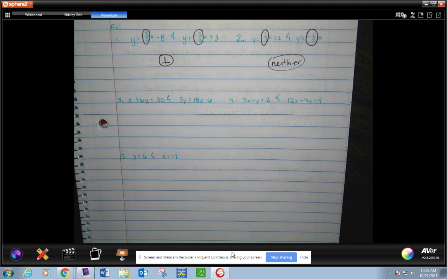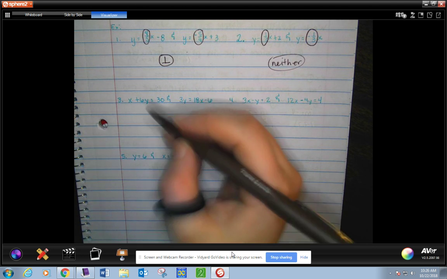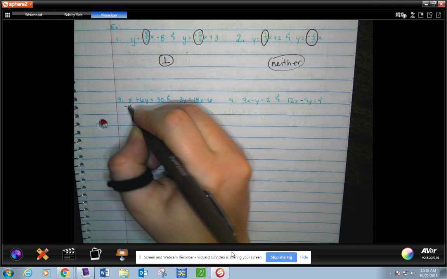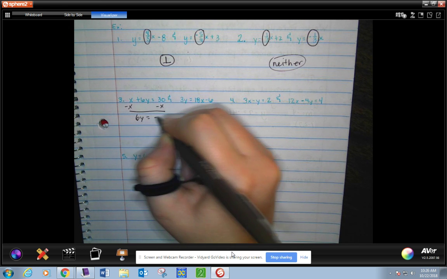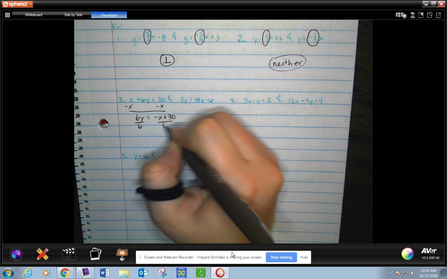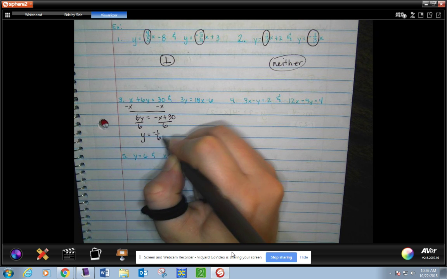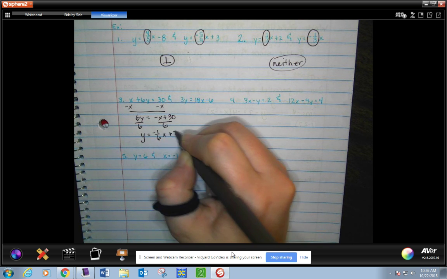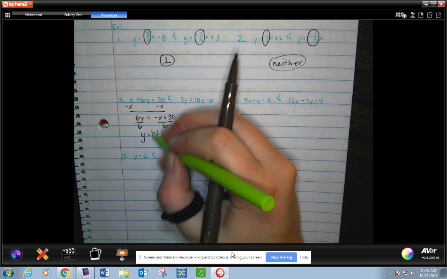Okay, when you move on to example 3 and 4, they are no longer in y equals. So the first thing you must do is get it to y equals. So we're going to move the x by changing the sign. That gives me 6y equals -x plus 30. And then we're going to divide by the number in front of y, and that gives me -1/6 x plus 5. But all I care about is this -1/6.